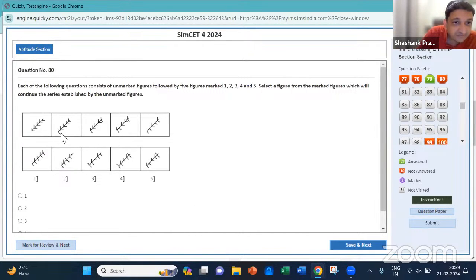Okay, 5. This 1 got broken. 1 from here got broken. 1, 2, 3 got broken. 1, 2, 3, 4. So all 5 will get broken now, I'm assuming. So this one seems fine. 2 does not seem fine. 3 does not seem fine. 4, no. 5, no. Yeah, 1 is right.